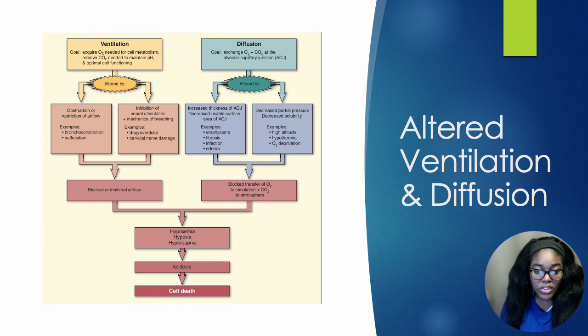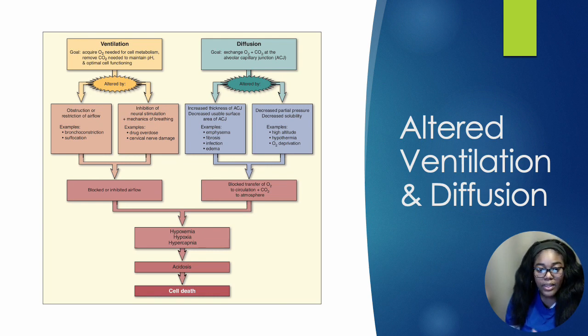So the alterations of diffusion include the increased thickness of the alveolar capillary junction. So that's a surface area issue. If you don't have enough surface area at the alveolar capillary junction, there's no space for oxygen and carbon dioxide to have an exchange happen. So therefore, you're inhibiting oxygen from coming in and you're preventing CO2, carbon dioxide, from coming out. Some examples of this are emphysema, that's a COPD disease. You have fibrosis, infection, and edema.